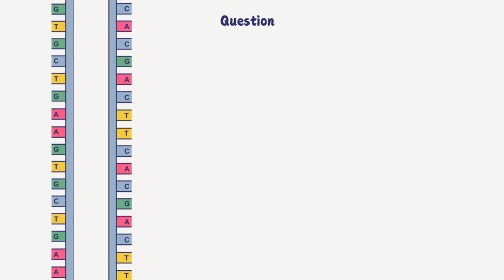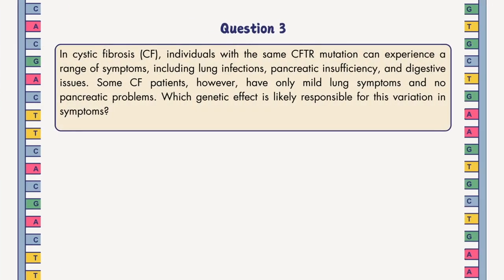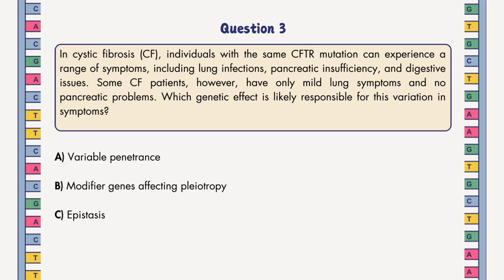Question 3. In cystic fibrosis, individuals with the same CFTR mutation can experience a range of symptoms, including lung infections, pancreatic insufficiency, and digestive issues. Some cystic fibrosis patients, however, have only mild lung symptoms and no pancreatic problems. Which genetic effect is likely responsible for this variation in symptoms? Option A, variable penetrance. Option B, modifier genes affecting pleiotropy. Option C, epistasis.